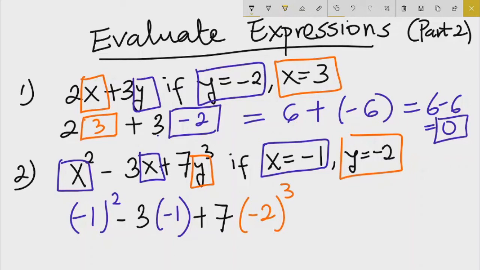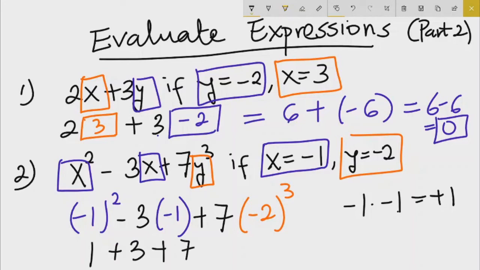So -1 raised to the power of 2 means -1 multiplied by -1. Whenever you have a negative multiplied by a negative, you are going to get a positive. So 1 multiplied by 1 is going to be 1. So this will reduce to 1. Then 3 multiplied by -1 is going to be -3. Because you also have a negative, it's going to be -3 multiplied by -1. So in this case, you will get +3.